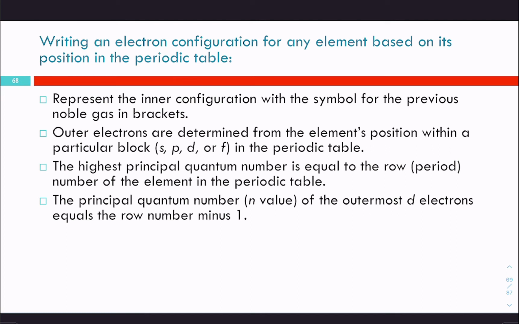But we represent inner configuration, or the core electrons, with the noble gas in brackets. And again, that's the previous noble gas, so you go up a row and all the way to the end. Then our outer electrons are determined from the element's position within a particular block. And then the highest principal quantum number is equal to the row number of the element on the periodic table. And our principal quantum number, n, of the outermost d electrons is always 1 less than the row number, or row number minus 1.